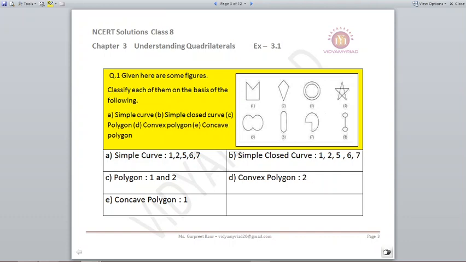Next, they are talking about polygon. What is a polygon? Made up of only line segments. So 1 and 2 are the shapes which are made up of only line segments. D part, convex polygon. Convex polygon, where definitely you can draw the diagonals inside only, no scope of outside. So only 2 is the shape where it is possible and it is a convex polygon. Whereas if you see the first figure, you can draw the diagonal upwards by joining the 2 points. It is a concave polygon.